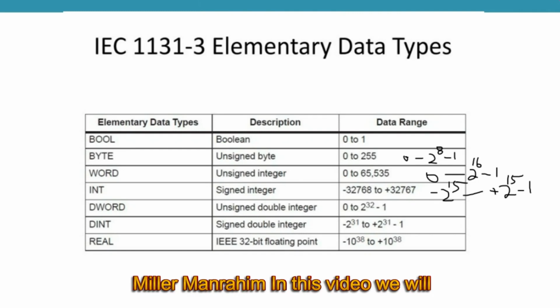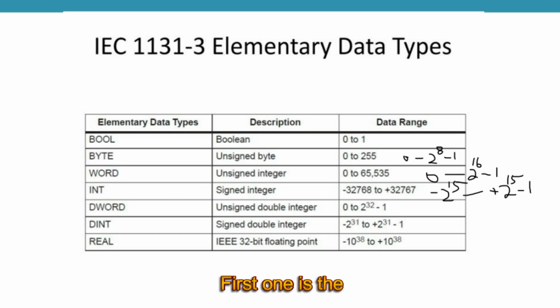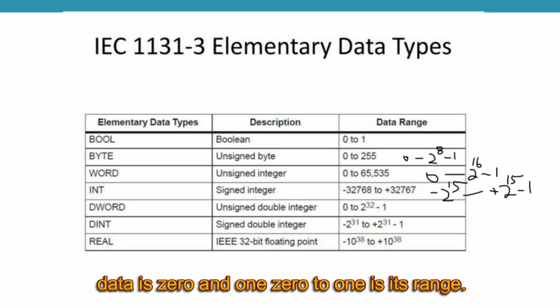Bismillahirrahmanirrahim. In this video, we will discuss elementary data types used for the Siemens PLCs. First one is the Boolean. Boolean data is 0 and 1. 0 to 1 is its range.